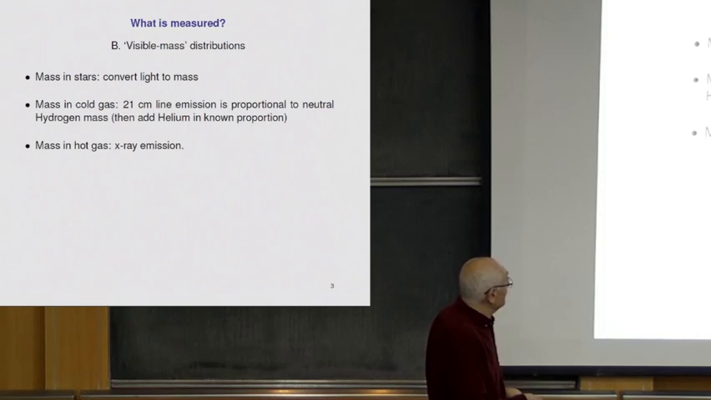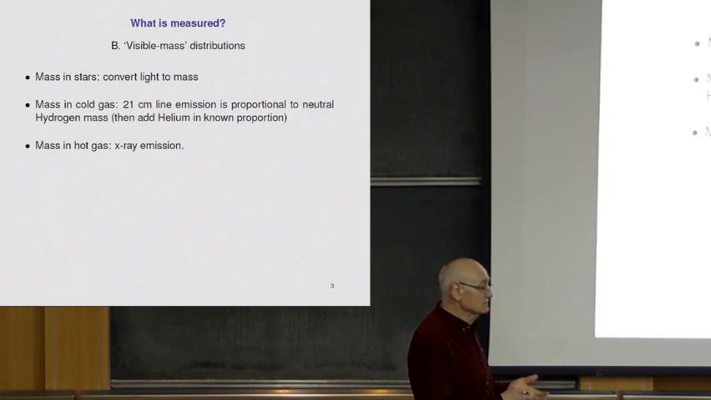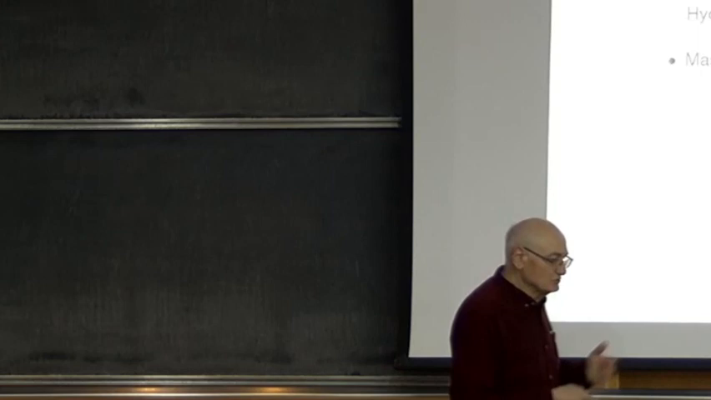And then there's, in some cases, as I already mentioned, hot gas, which can also contribute to the gravitational field. You take all this, you get the mass distribution, you use Newtonian gravity to calculate the acceleration field, and what happens?